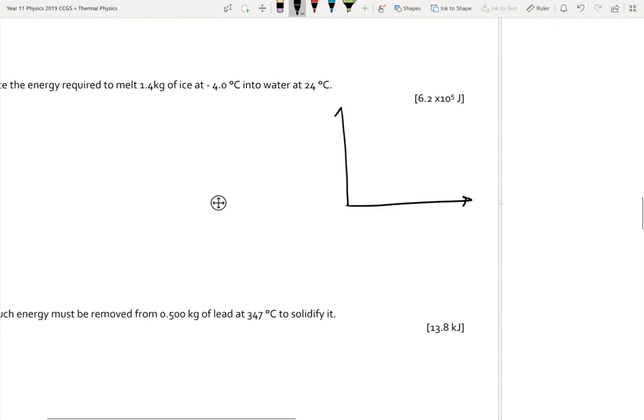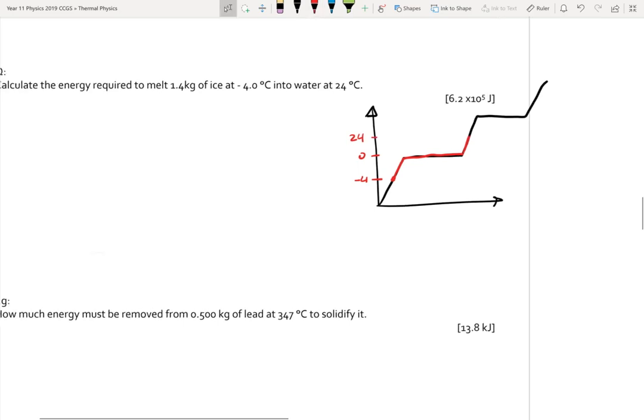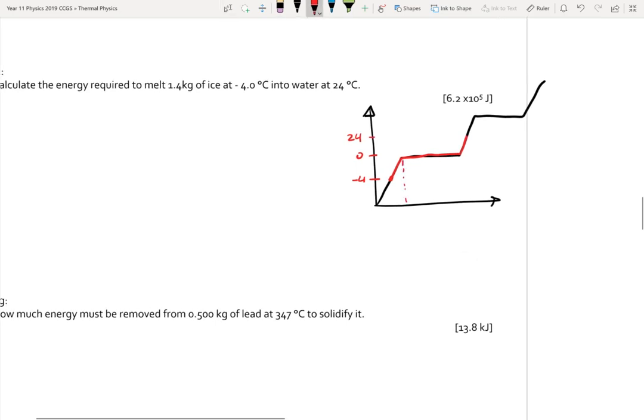Let's just get a heating curve, please. We are going from minus 4 to 0. We are then melting, and then we are going from 0 to 24. Okay? So again, we require 3 different steps. Q1, heating the ice to its melting point. Q2, melting the ice completely into a liquid. And then Q3 is heating the liquid water to 24 degrees.